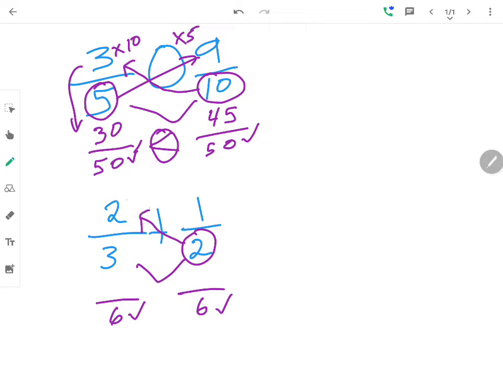Visits its neighbor once again. Becomes a 4. Visits its neighbor. Becomes a 3. Don't forget to drop the symbol. You add. You get a 7 over 6.